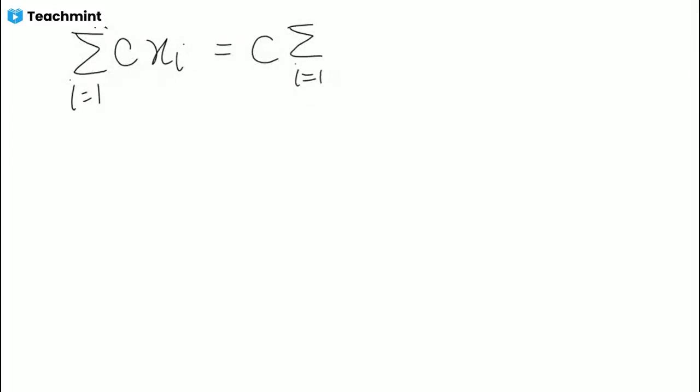So we can represent this: when we multiply any constant value with xi, where i is equal to 1 to n, that will be equal to that constant value times the summation xi.